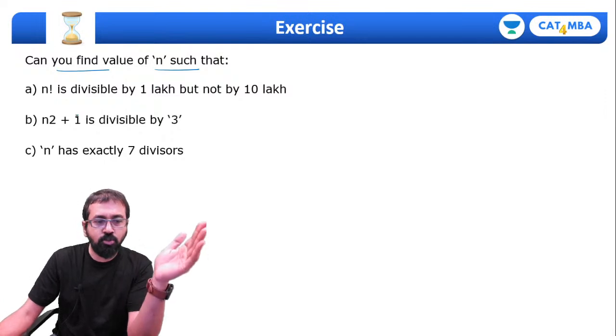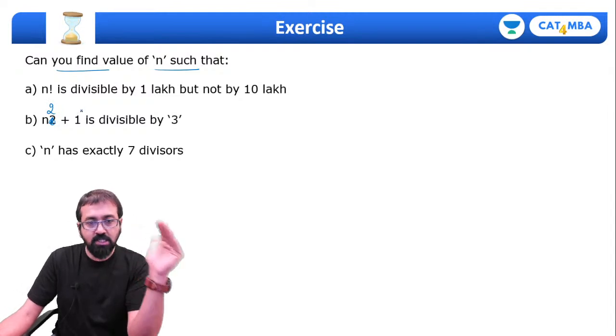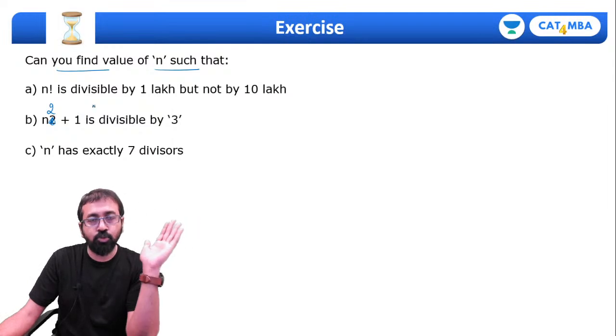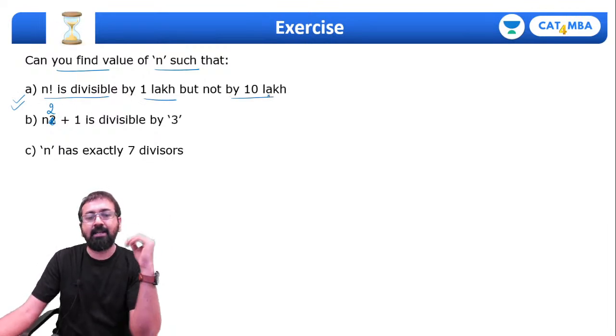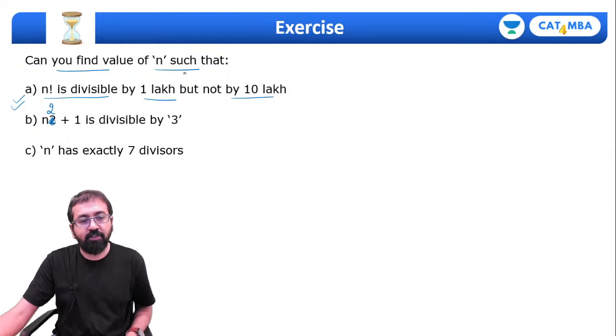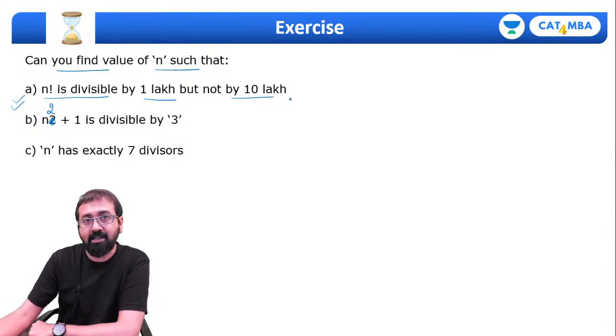This will test your conceptual understanding. It's not only based on what I have taught you just now, it's based on whatever I have taught you till date. This is the 7th session of number system, and you have been attending almost all the sessions. So let me test your understanding. Look at this first question. N factorial is divisible by 1 lakh but not by 10 lakh. Can you find the value of n such that n factorial is divisible by 1 lakh but not by 10 lakh?